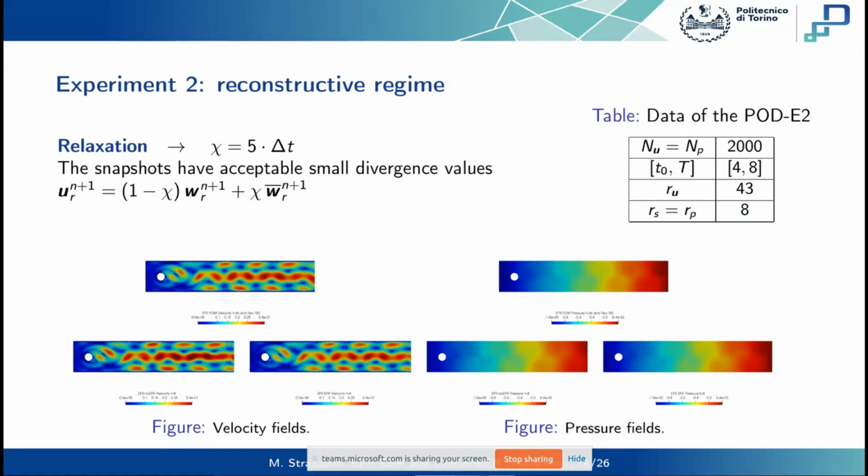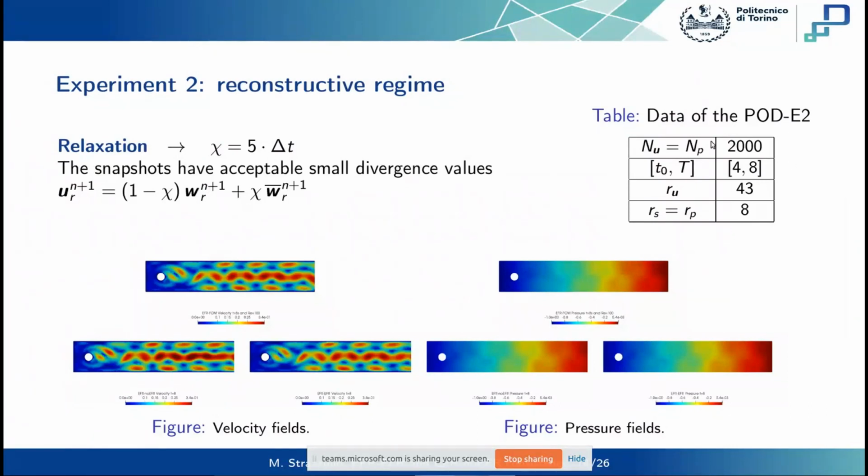Experiment 2 is a little bit more challenging because now you have the relaxation. So your solution is a combination of the standard Navier-Stokes equation and the filtered solution. And the snapshots, however, now have small divergence values because you see that in the combination, actually, somehow you are recovering the divergence constraint here. So we do not apply grad-div stabilization in this case because we have divergence values around 10 to the minus 3, and we were happy with that.